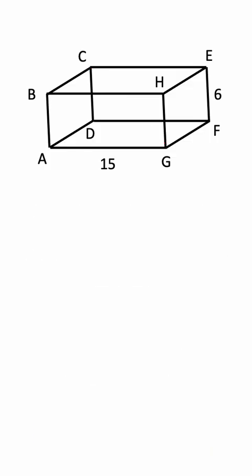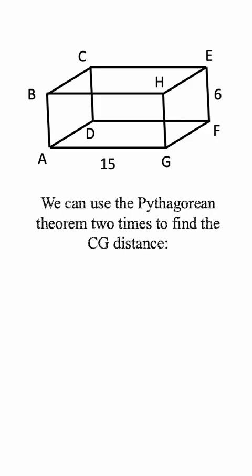So here is our rectangular solid. We can start by finding the width of this rectangular solid. We already have the length, which is 15, and the height, which is 6. If we can get the value for GF, then we can use the Pythagorean theorem two times to find the CG distance. So first, we need to find the DG value.